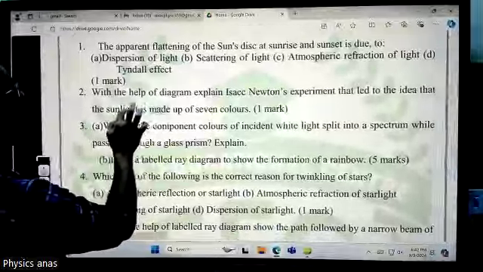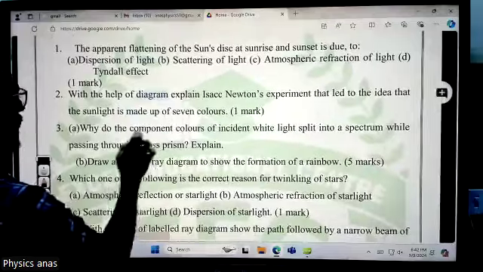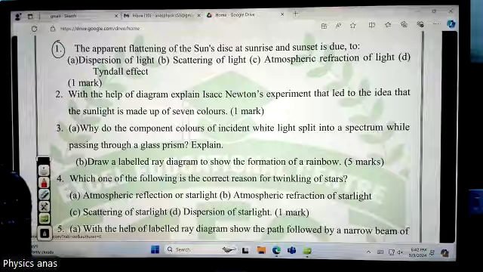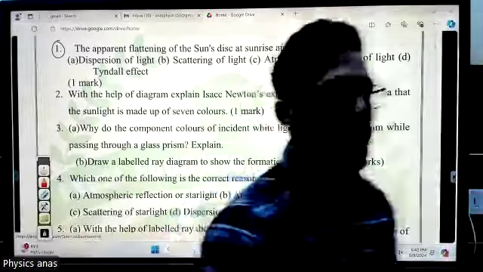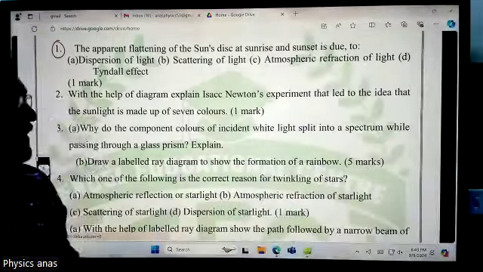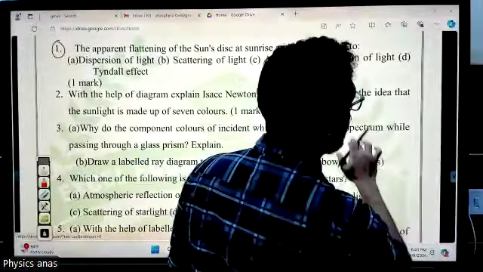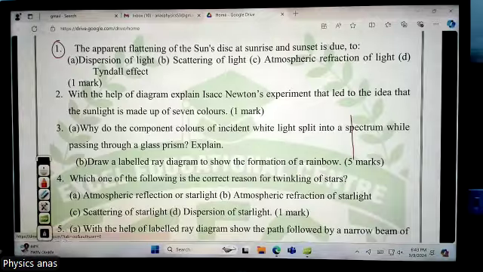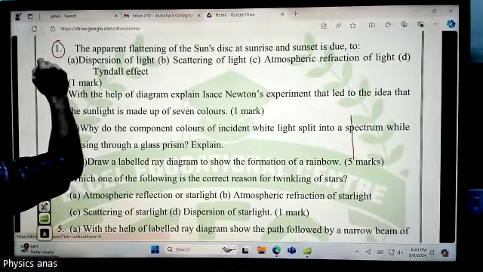Look at the first question. Hey guys, look at the first question, please. This is worksheet number 4. We haven't done worksheet number 4 before. So we are going to do worksheet number 4. Look at the first question.